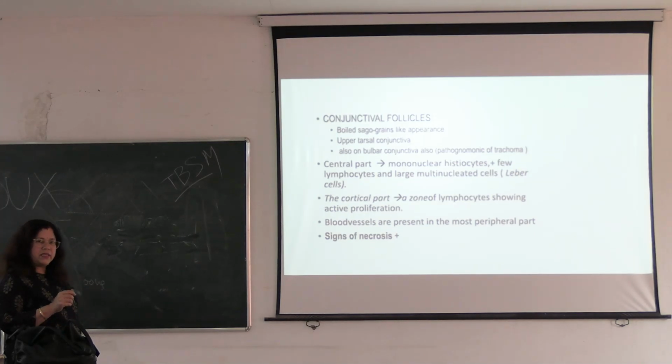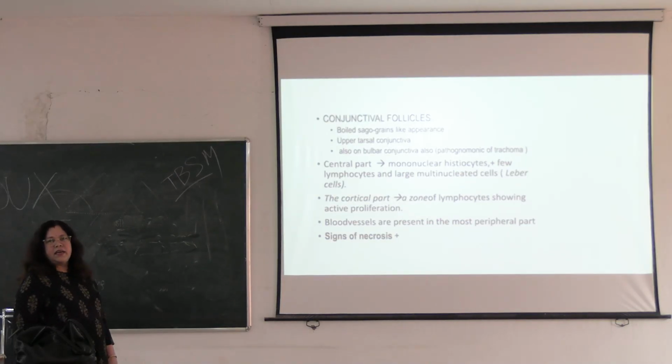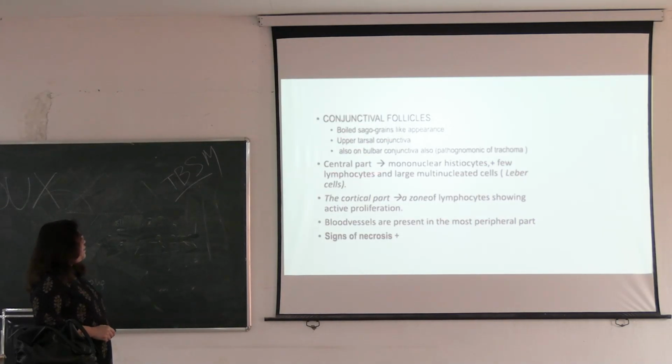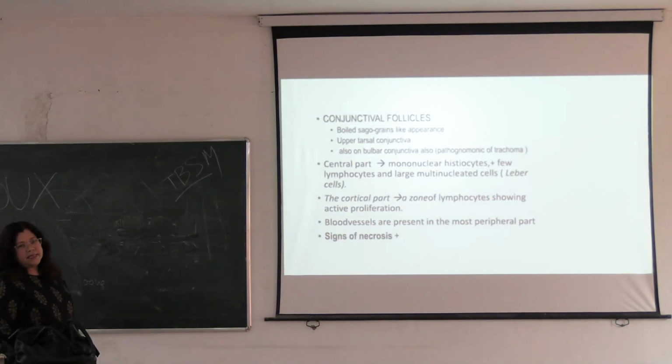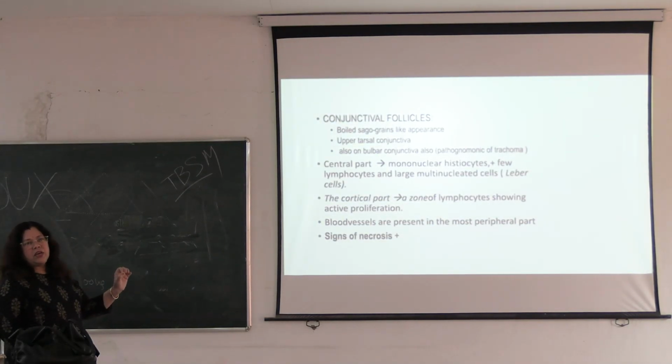If follicles are present in the conjunctiva as well as the bulbar conjunctiva, then it is pathognomonic of trachoma, and it can be diagnosed only on clinical examination. Then structure of these follicles: the center part of the follicles has mononuclear histiocytes, a few lymphocytes, and large multinucleated cells, called Leber cells. This is also a pathognomonic sign of trachoma.